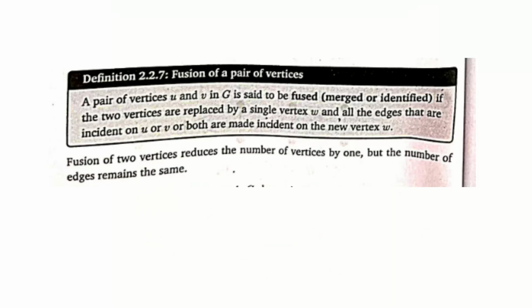Now we have to understand fusion. In the case of fusion, a pair of vertices u and v in G is said to be fused if the two vertices are replaced by a single vertex and all the edges that are incident on u and v are made incident on it. Let us say the question is that from this graph G I want to fuse u and v. So I will give u and v a single new name, let's say w. I will replace u and v with w, and whatever edges are incident on u and v, I will make them incident on w.